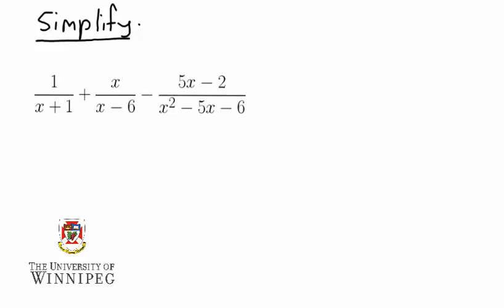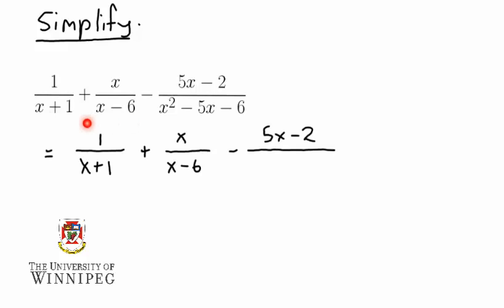Let's take a look at a couple more cases of addition and subtraction of rational expressions. In this example, we notice that the first two rational expressions have their denominators already fully factored. We don't have to do anything with these two denominators. It's only our last rational expression that we're going to have to factor.